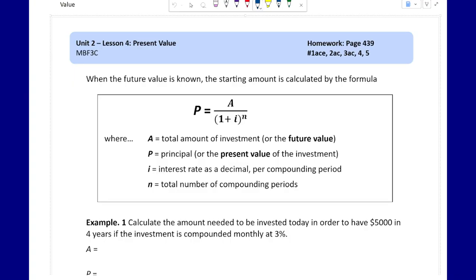And again, similar to before, we do have to do a small calculation for i and n before we can actually use it in our equation. So what we're going to do though is just look quickly at a few examples, just getting used to using this formula.